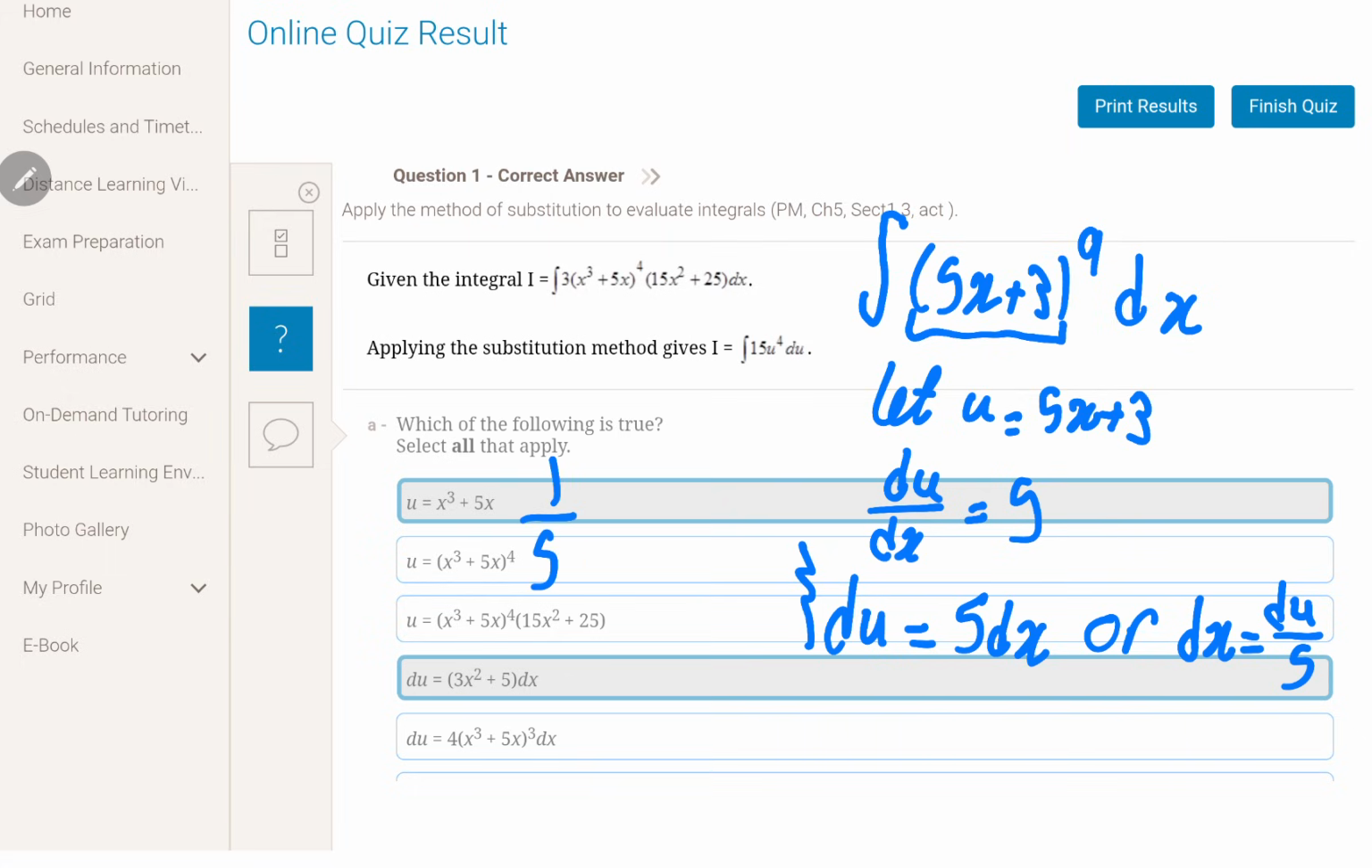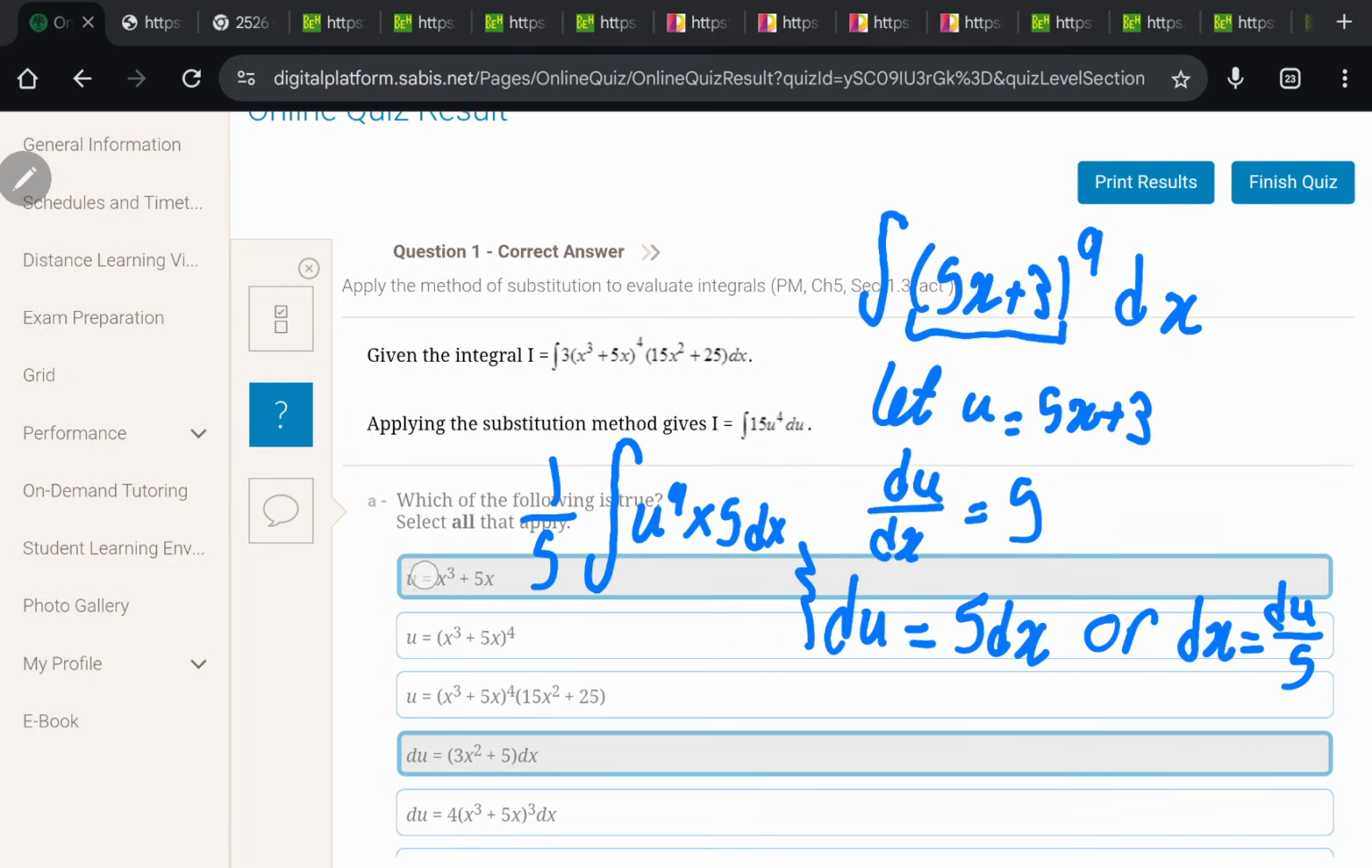You're gonna write 1 over 5 integral of u to the power of 9 times 5 dx. Right? Because I multiplied by 5 and I'm gonna multiply by the reciprocal, because essentially I'm just bringing this number from like the sky. So to cancel it out, if you multiply on the inside, you have to multiply on the outside. Okay, now 5 dx is what? 5 dx is du. So you write 1 over 5 u to the power of 9 du.